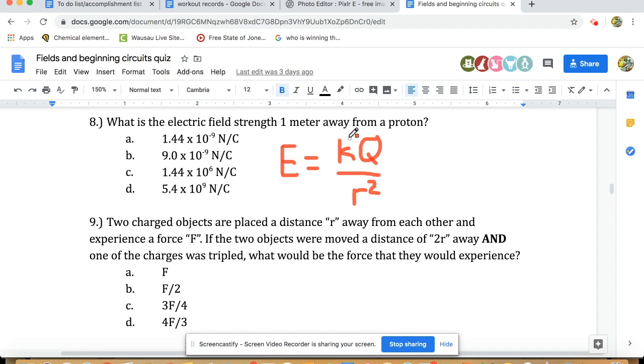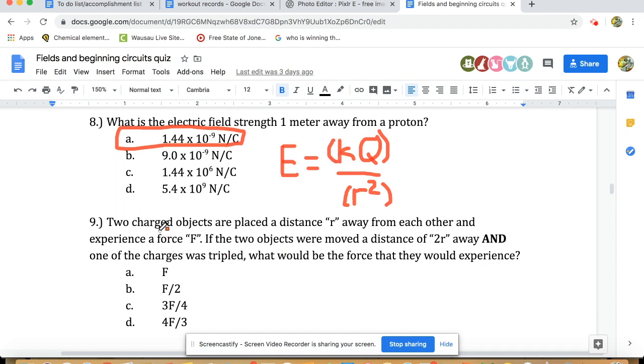Now we just plug in the numbers. K is 9 times 10 to the 9th, Q is 1.6 times 10 to the minus 19th, and R is 1. We know that K is 9 times 10 to the 9th because it's always that. It's a constant, and the charge of a proton is 1.6 times 10 to the minus 19th. So when you plug those numbers in, you will indeed get A. Just make sure you put parentheses around stuff. That might help. Maybe parentheses around that, and you should get A.